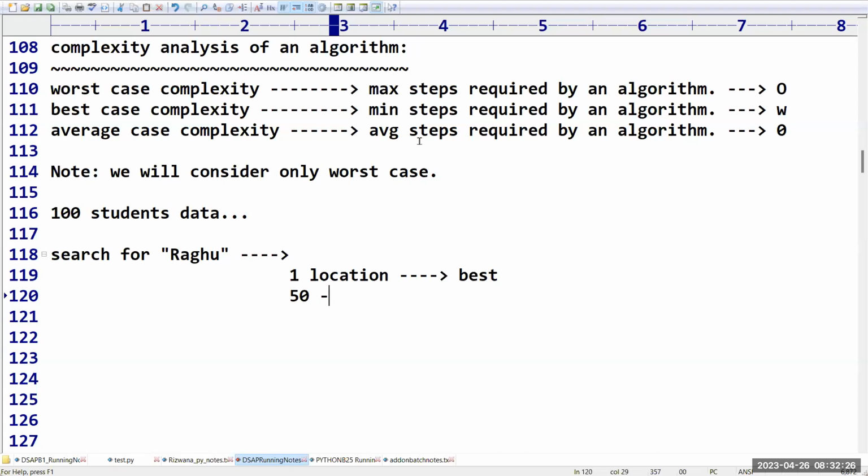After searching 50 records, if in the 50th location I got the result, then it is considered an average case. After comparing 100 locations, if at the 100th location the data is available, then it is called what? Worst case. We can measure the complexity of an algorithm by using these three representations. I think you got very clear clarity about this. Can you please confirm any doubts up to this?